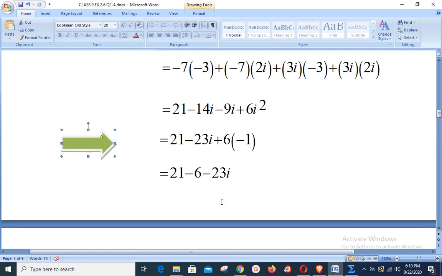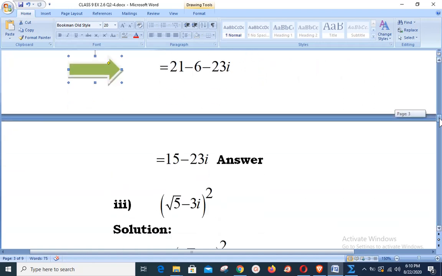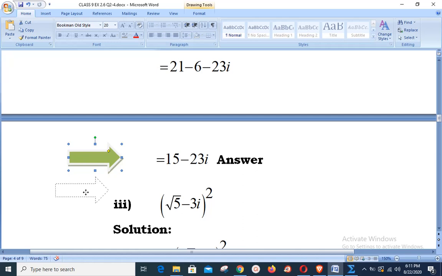In the next step, 21 minus 6 minus 23 iota, very simple, simplifying 21 and minus 6 results in plus 15, whereas we have only 1 minus 23 iota term that will remain same, so my answer is plus 15 minus 23 iota. Hope it is easy to multiply. Next is part number 3.